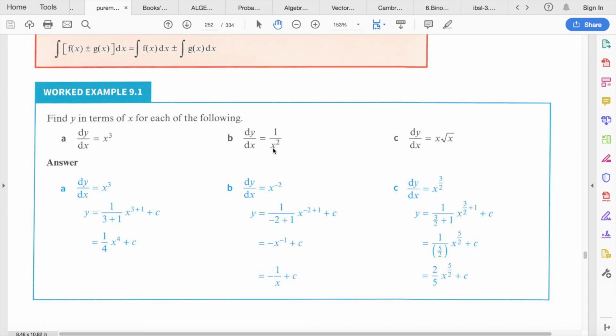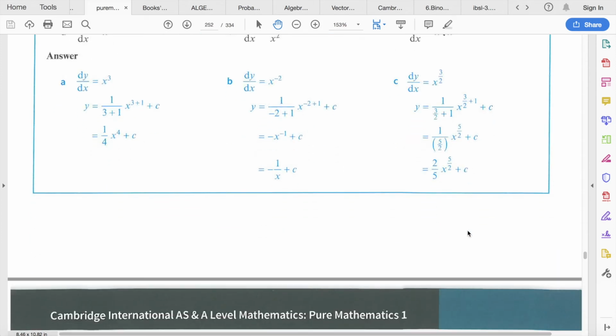Here, 1 over x squared, so bring it up. It will be x to the power of negative 2, then x to the power of n plus 1 over n plus 1, plus c. It will be negative x to the power of negative 1, which, when you transfer it to the denominator, will be negative 1 over x plus c. Here, x radical x, be careful, do not integrate them separately, it's multiplication. First, combine them to make one single term. x radical x is x to the power of 1 over 2 times x, so it will be x to the power of 3 over 2. So add 1 to the power, then divide by n plus 1, plus c. Then you know how to calculate.